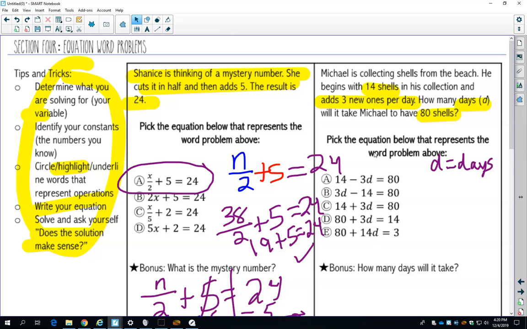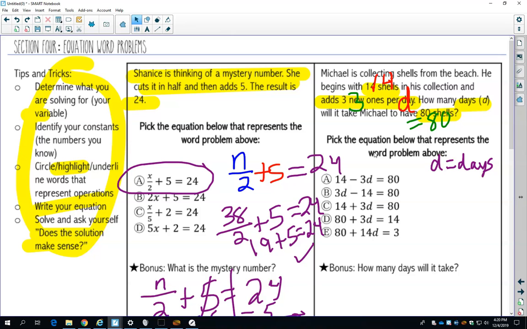And he starts with 14. Right? It tells us in the problem he has 14 to begin with. And he's going to add 3 new ones every day. So that's our variable we're going to use for that. And it's per day, so that's multiplication. And he's trying to get to 80 shells. So we want to find out what is going to be equal to 80.